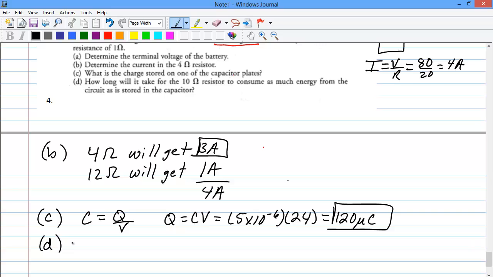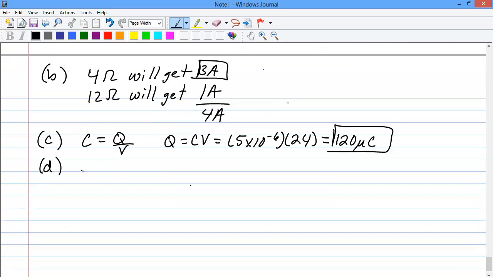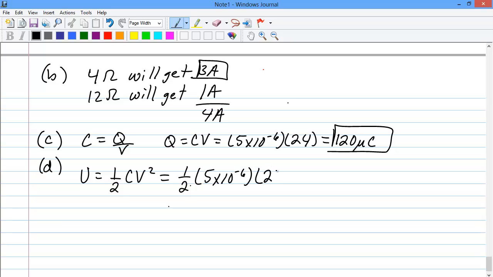D. How long will it take for the 10 ohm resistor to consume as much energy from the circuit as is stored in the capacitor? So first we have to find the energy stored in the capacitor, which is given by U equals 1/2 CV squared. So that's 1/2 times 5 times 10 to the negative 6, and then the voltage is 24, and then square that, and I get 1,440 microjoules.